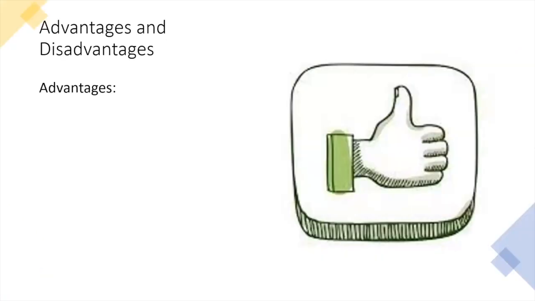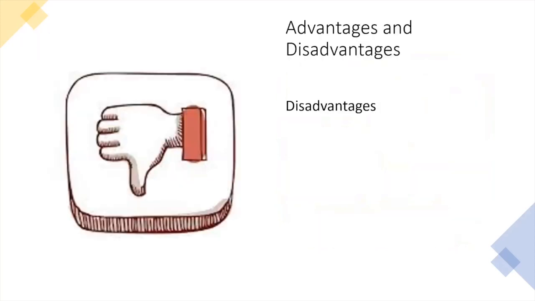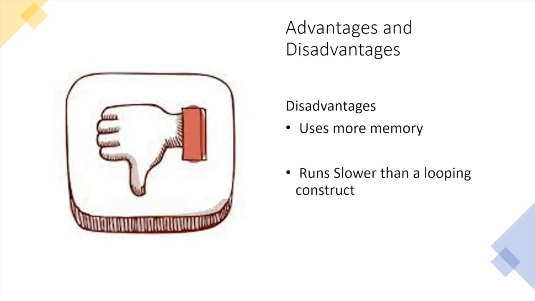Now let's see some advantages and disadvantages of recursion. The first advantage we have is that the code is very compact. The second one is that it's ideal for complex algorithms. As I mentioned before, recursion can be used to break a problem down into simpler and smaller codes, making it easier to solve the problem. Looking at disadvantages, the first one is that it uses more memory compared to loops and it runs slower than a looping construct.